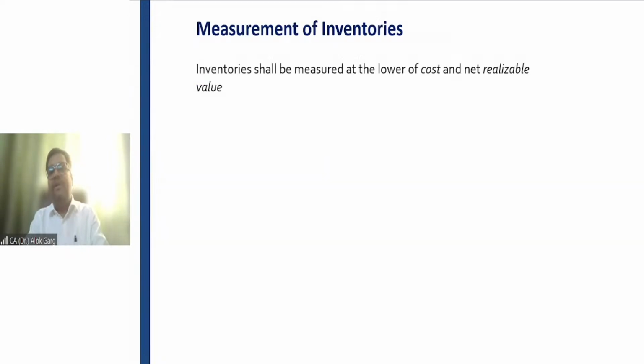Let's move on. Measurement of inventory. Now, friends, it is important. Sir, we understood what inventory is. Now it is important at which value the inventory is going to be measured. So friends, inventory is going to be measured at the lower of cost and net realizable value. Lower of cost and NRV, net realizable value. And we will understand these two concepts one by one.